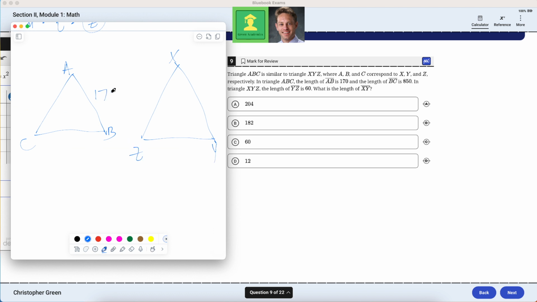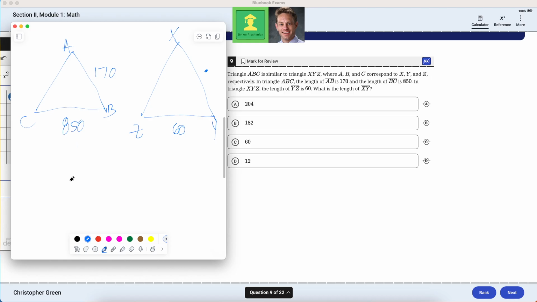AB is 170 when BC is 850. So of course this is not to scale at all. YZ is 60. What is the length of XY? So you would do this by proportion. You could say 170 is to 850 as the unknown, the dot.